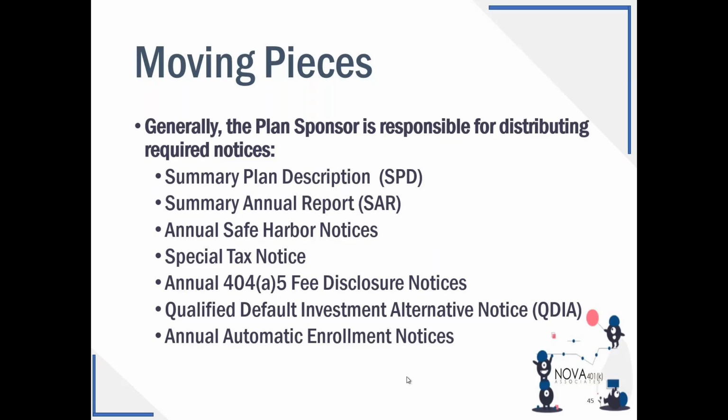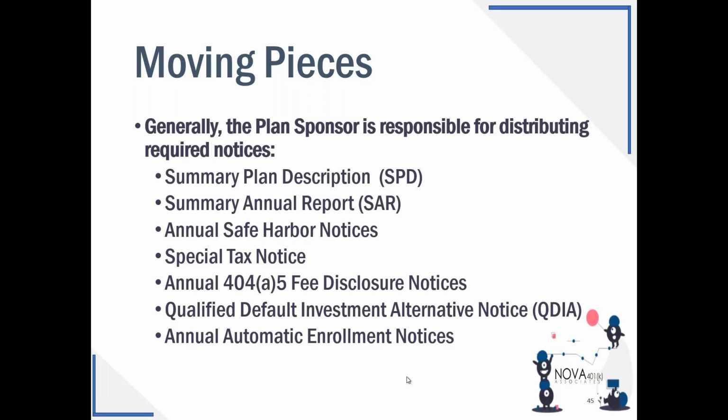Annual 404(a)(5) fee disclosures. These are participant fee disclosures. This is required to be distributed by the plan sponsor, but it's usually provided by the record keeper. They may make this notice available to you. It's letting participants know what types of fees come out of their account. So oftentimes the record keeper might make it available to you and tell you where it's located and tell you that you need to distribute it, or they may offer distributing the notice for you. And sometimes there's a fee that goes along with that, but there are usually options with that.